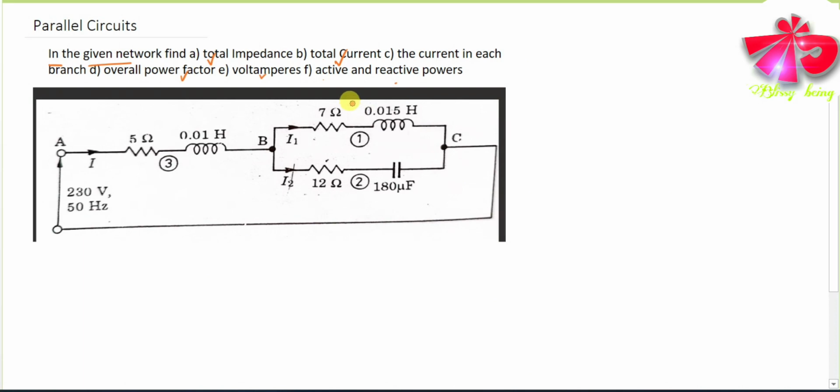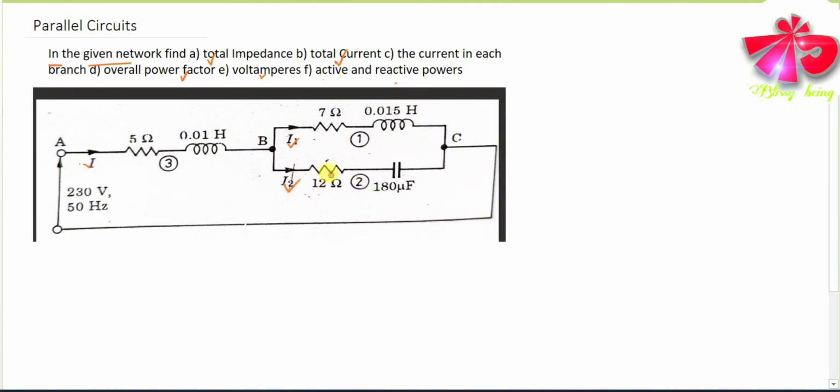So let's initiate. First of all, in the circuit your first task should be to identify the branches. In the given question we already have the branch B to C. We named it branch 1, this one is branch 2, and this one is branch 3. So we have three branches. Then the current is given. The current flowing in branch 3 is I, which is the total current. Then I is divided into two parts, I1 and I2. So this one will be the current I1, and this is the current I2.